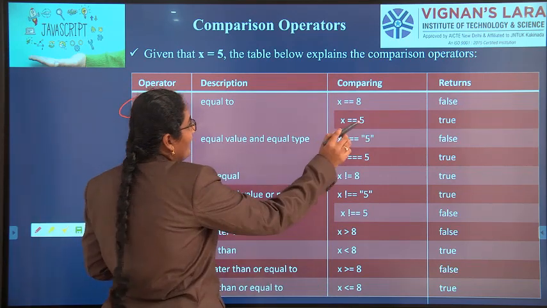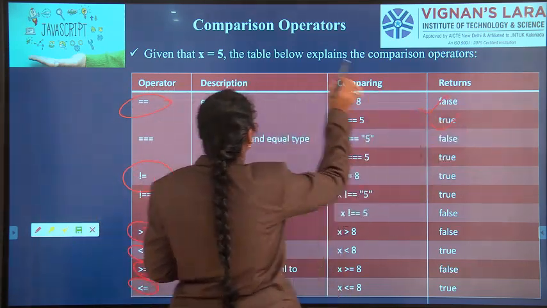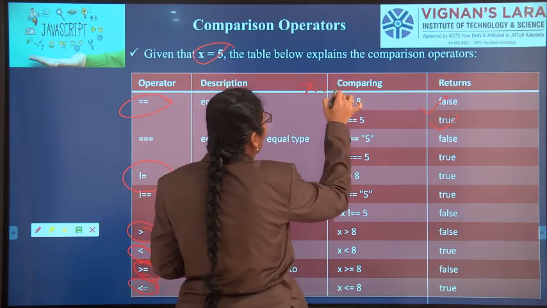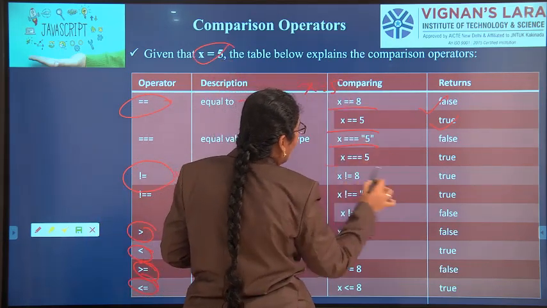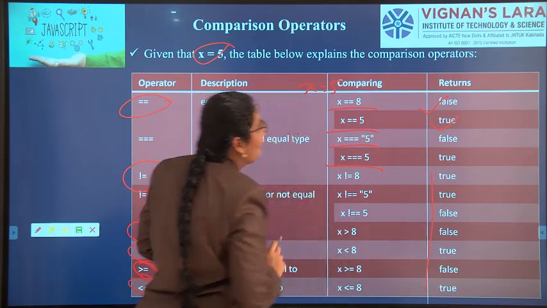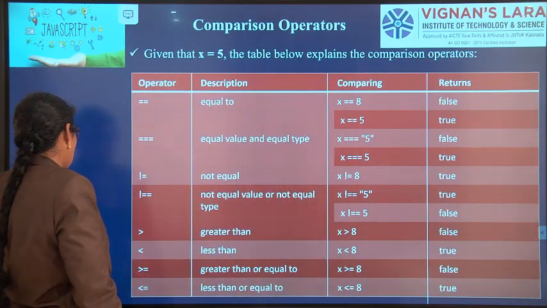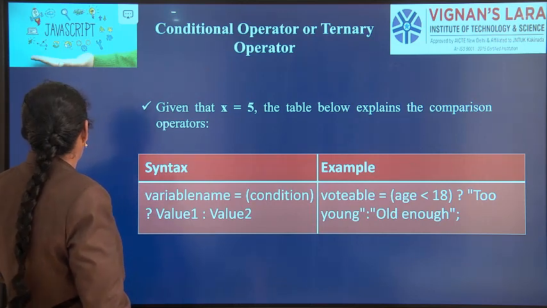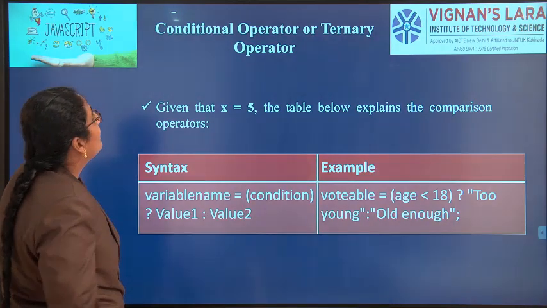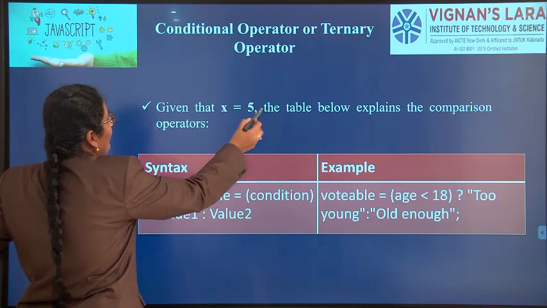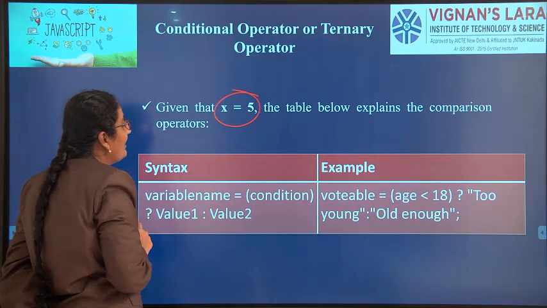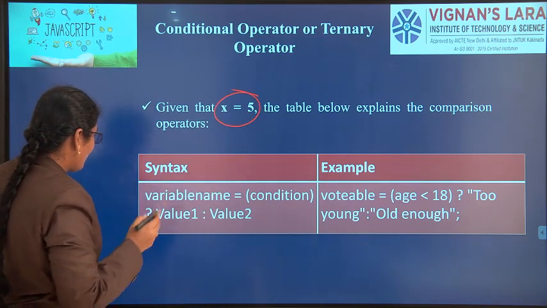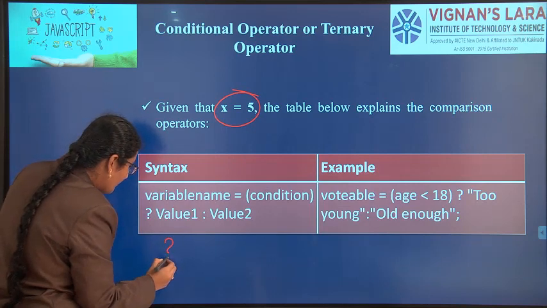Here I want to compare two things and tell whether it is true or false. I am taking x value equal to 5, performing all these operations and telling whether it is true or false. So this is the comparison. Next one, conditional operator or ternary operator. See, here also I have taken x value 5 only. So the conditional operator, see here, question mark, colon.